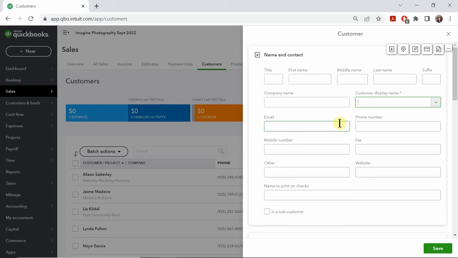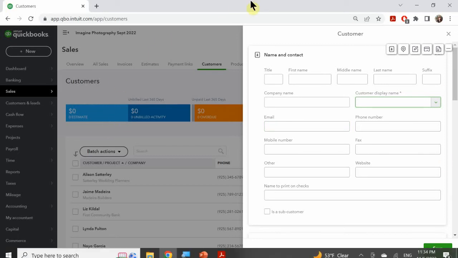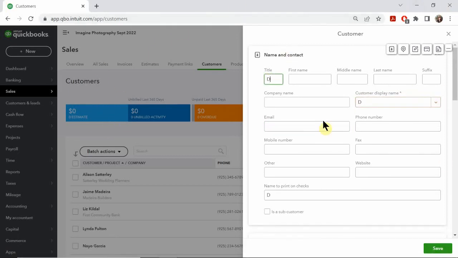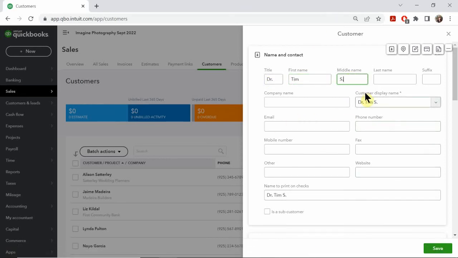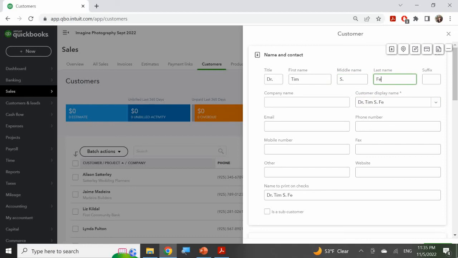You can't have the same display name as anybody in your list of people, whether it's a vendor, employee, or a customer, okay? So now let's go ahead and enter Dr. Tim S. Feng. The very first thing we have here is their title. They are a doctor, so they would like to be addressed as doctor. The first name is Tim. Middle initial is S. And last name is Feng, F-E-N-G. Tim S. Feng.